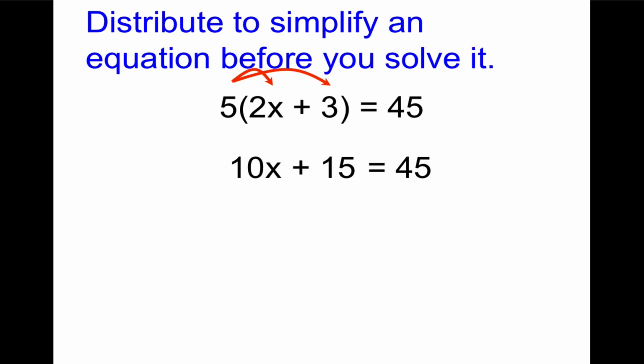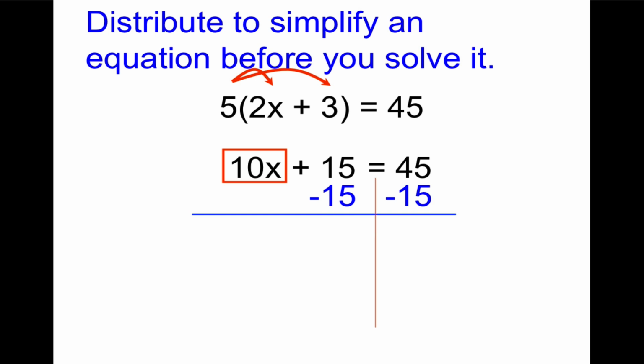Again, the remainder of this problem is a two-step equation. We're going to draw the line coming down, put a box around 10x, just so we know first we isolate the box, then we isolate the x. Okay? I'm going to subtract 15 from both sides. Therefore, we have 10x equals 30.